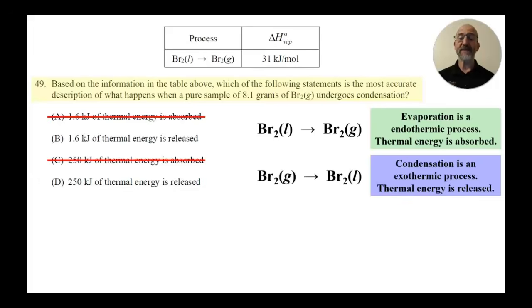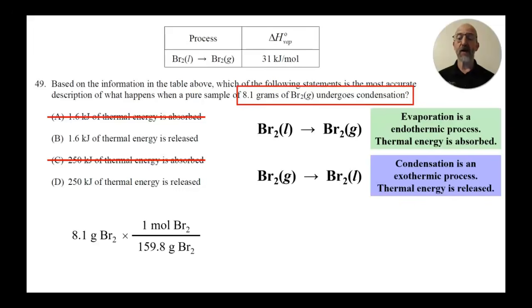Now what we have to do is take that 8.1 grams of bromine and do a calculation involving the delta H of vaporization. So I will begin with 8.1 grams of bromine. I will first use the information on the periodic table to go from grams to moles. So 1 mole of bromine has a mass of 159.8 grams.